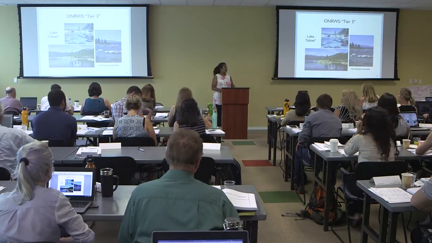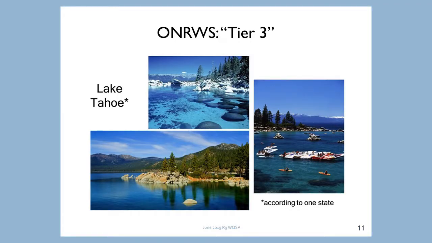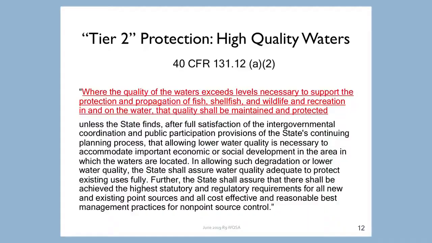And from that segue, interestingly enough, Lake Tahoe is a Tier 3 according to one state, which I believe is you all, California. Nevada does not consider it a Tier 3. Is that true? Nevada does now? Okay. Is there any other state? No other state, right? So I guess I need to take out that bullet. All right, now let's get to the harder part, Tier 2.